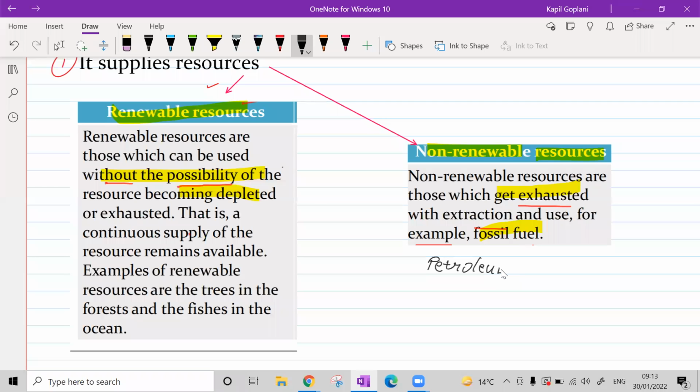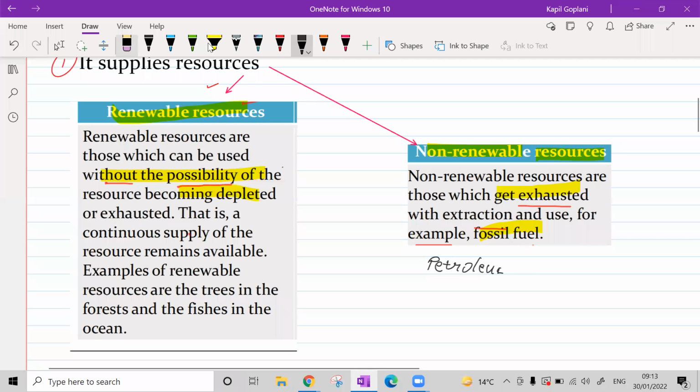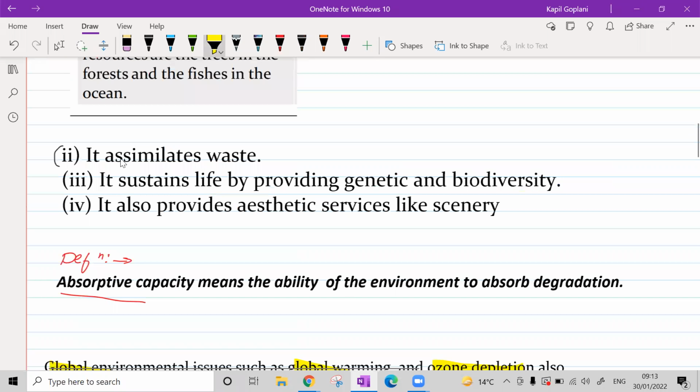Okay, now moving further. Next function is that it is assimilating the waste. The environment is assimilating the waste; I told you there are many kinds of waste: liquid waste, solid waste, gaseous waste, and assimilation of waste is done. And then third, the environment is sustaining life by providing what? Genetic and biodiversity. You can see any particular forest, and a variety of biodiversity is available.